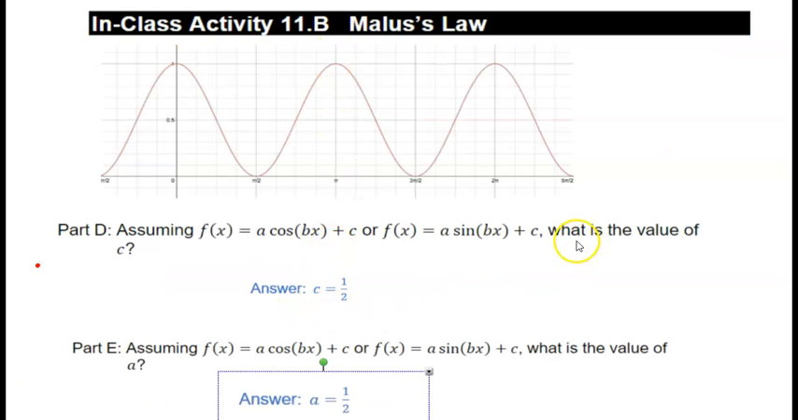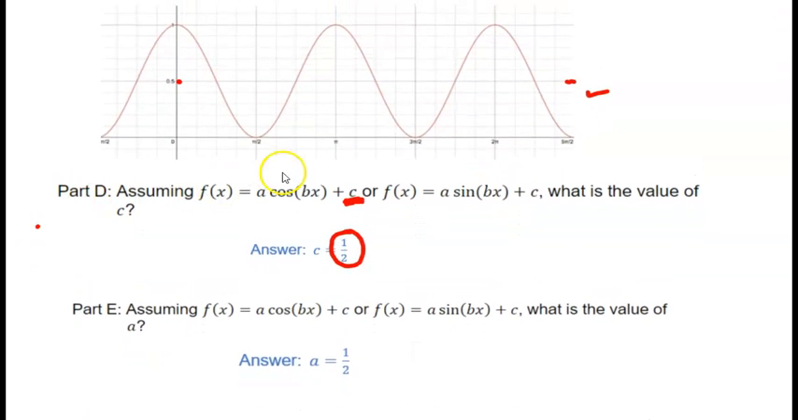Now, first we want to find the value of C. C is a shift along the vertical axis. If you look at this graph, you can see that the midline is at 0.5. So this graph has shifted 0.5 units upwards. That is the shift. Shifted 0.5. And the second thing we want to look at is what is A.